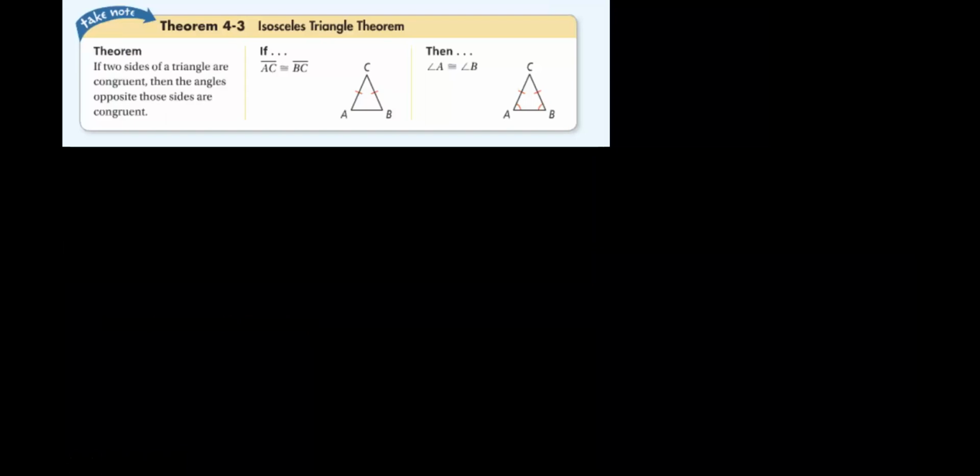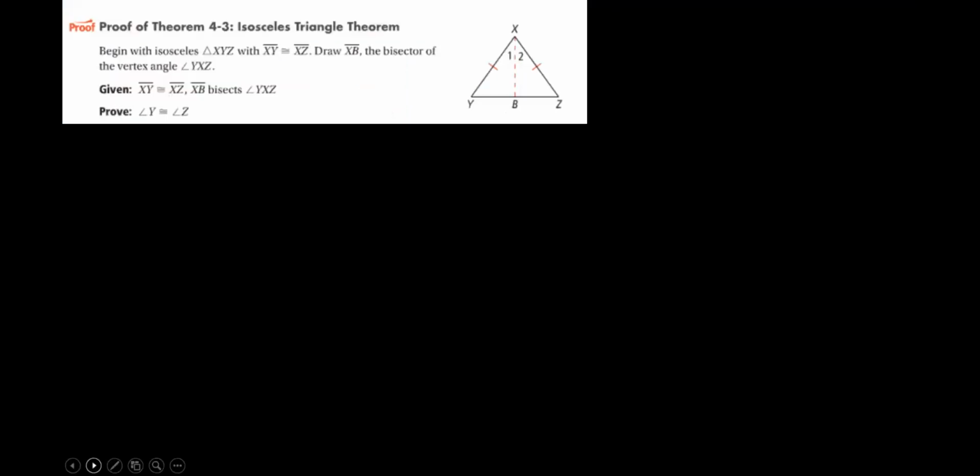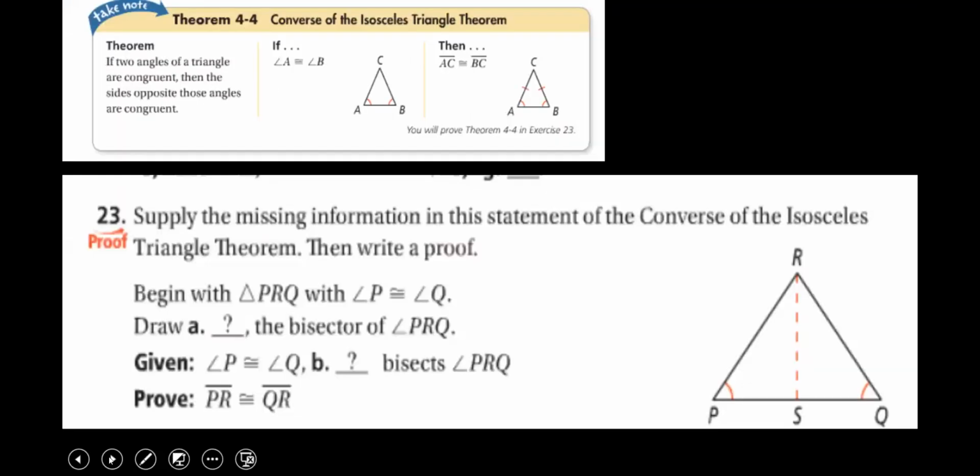In this theorem, we said that if you have AC that's congruent with BC, if these two sides are congruent, so their opposite angles will be congruent too. And also we proved this one, and we have a converse of this theorem.